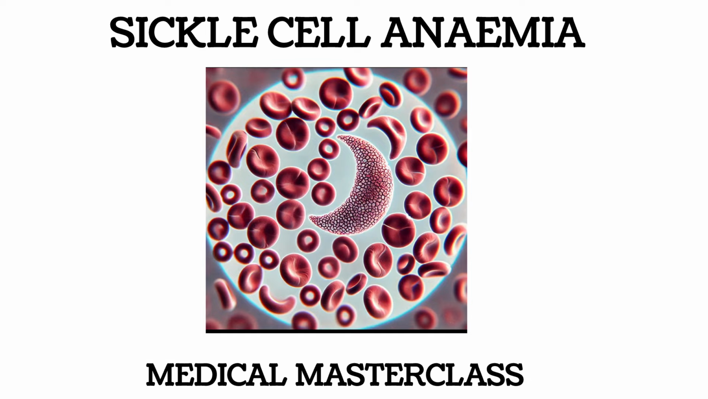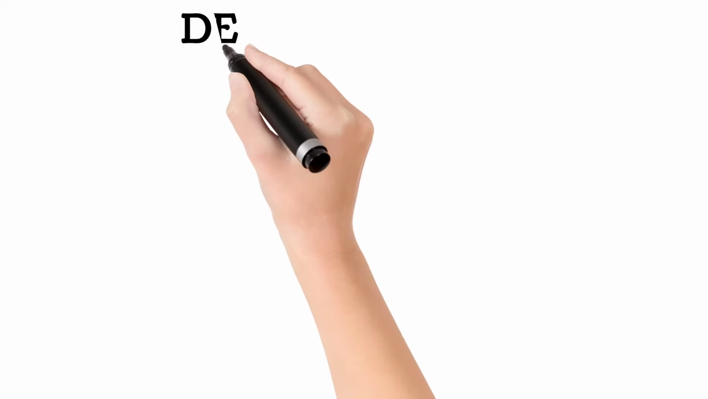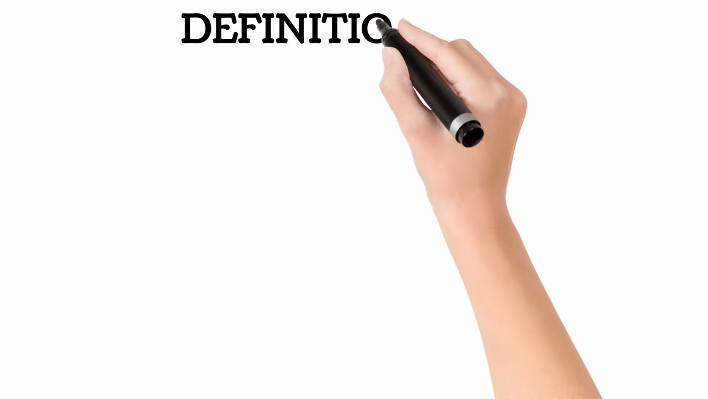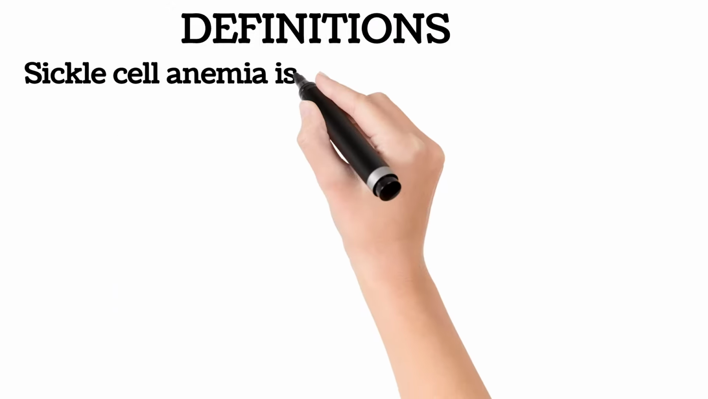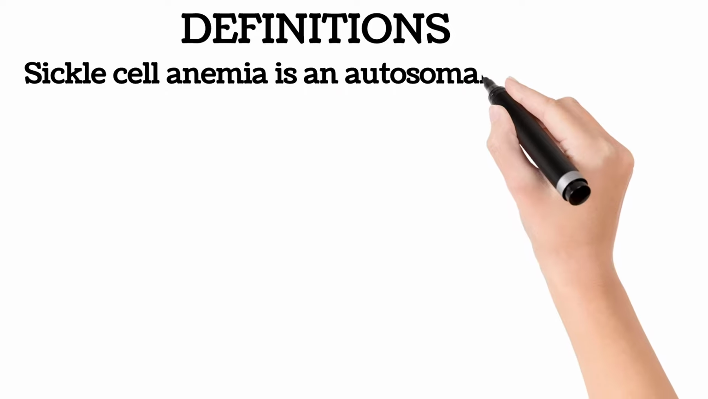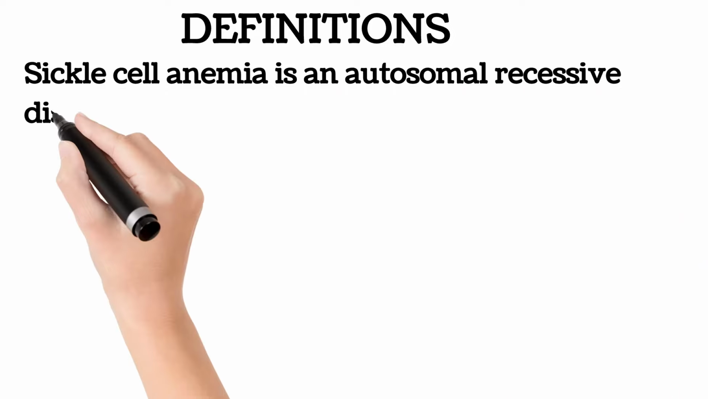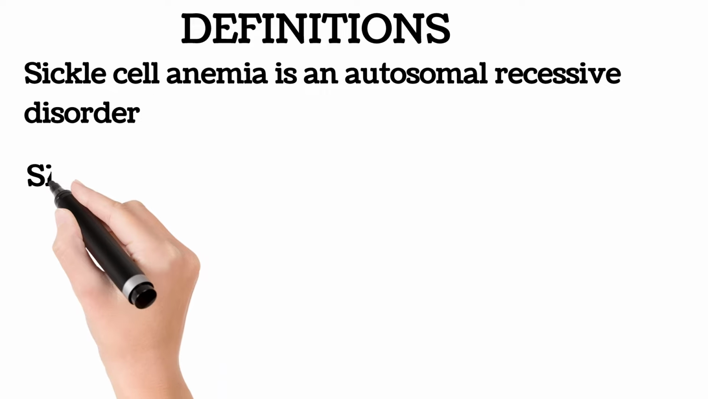So this is a highly requested topic. Now let's take a look at some definitions. Sickle cell anemia is an autosomal recessive disorder, and it's relatively common in people of African origin.